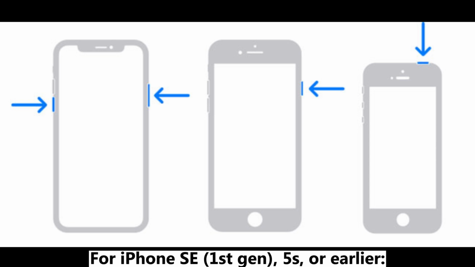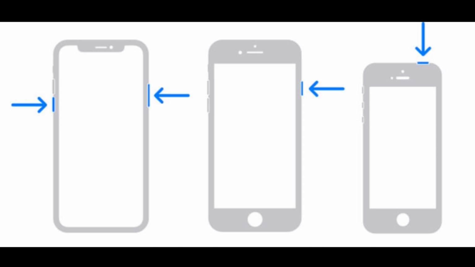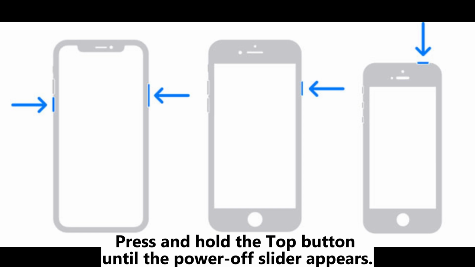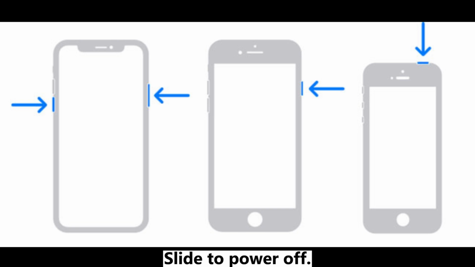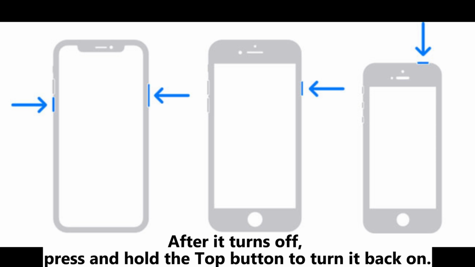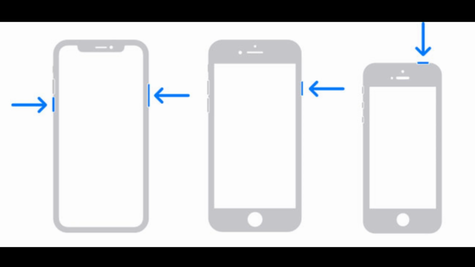For iPhone SE 1st gen, 5s or earlier, press and hold the top button until the power off slider appears. Slide to power off. After it turns off, press and hold the top button to turn it back on.